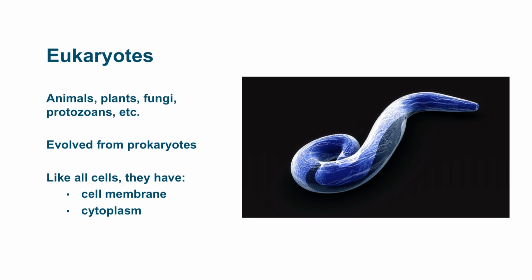Eukaryotes include the more conspicuous organisms on the planet, organisms like animals, plants, fungi, protozoans, etc. This picture here is of a very interesting organism called Plasmodium. This is a protozoan parasite that causes malaria. This is all one cell, and it is eukaryotic.